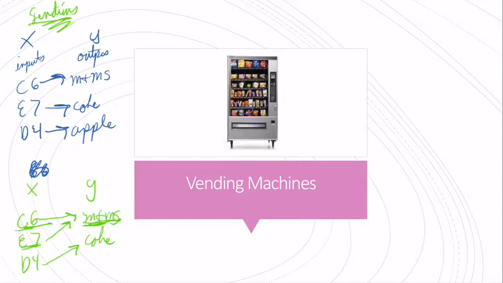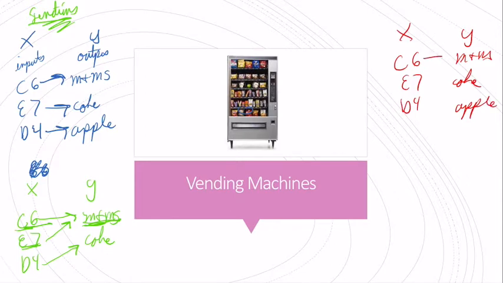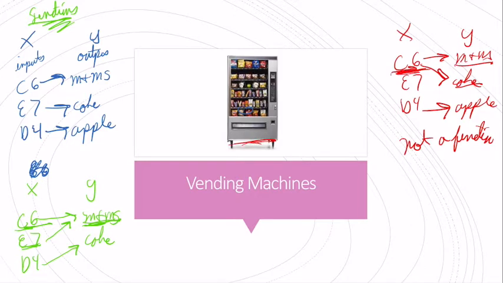Let's talk about an example of a non-function, right? So for my vending machine to not work, if I have C6, E7, D4, M&Ms, Coke, and an apple, right? If I have C6 going to M&Ms, C6 going to Coke, and D4 going to apple, if I push C6, what's going to happen? Well, my vending machine's going to break, right? It doesn't want to give you the Coke and the M&Ms. You only paid for one. So this is an example of something that is not a function, right? Our vending machine quits to function if we had one button programmed to two different snacks.